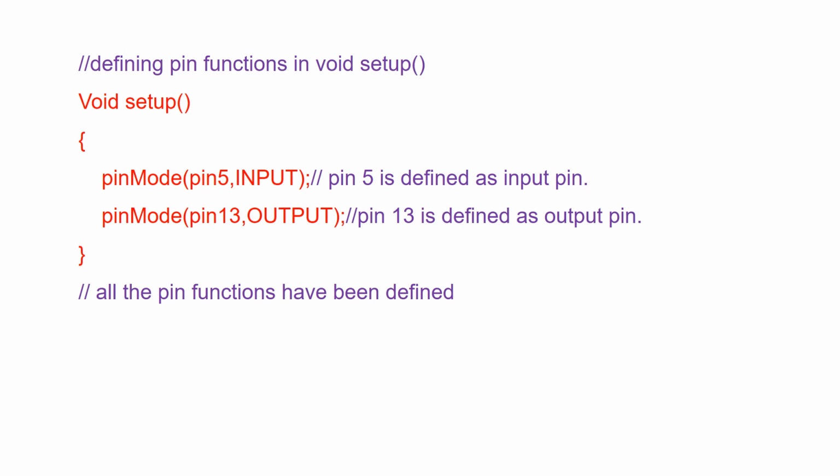Go to the next line, give the same tab space, type pinMode, open the small bracket, pin 13 comma output, close the small bracket. This means pin 13 is defined as output pin. And finally close the void setup function by putting the closing curly brace. All the pins which we will be using here have been defined for their operation as input or output.